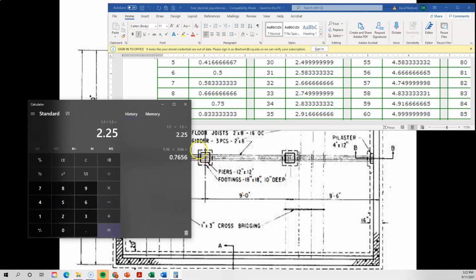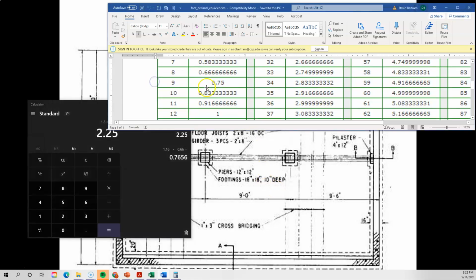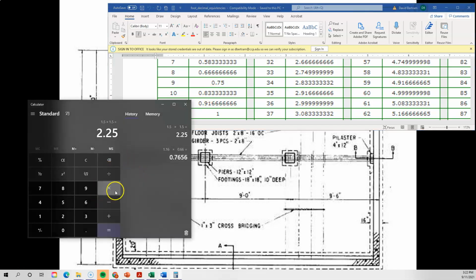So that is the 2-dimensional area right there, 2-dimensional square footage of what we see there. But then the third dimension, so that we're going to go from square feet into cubic feet, is 10, and 10 is 0.83 feet. So we're going to take this and multiply it by 0.83 feet. And that is the cubic feet of that pier.